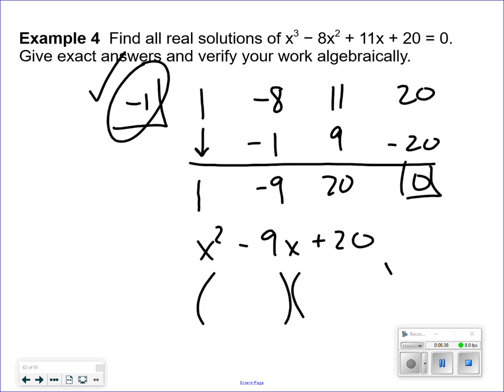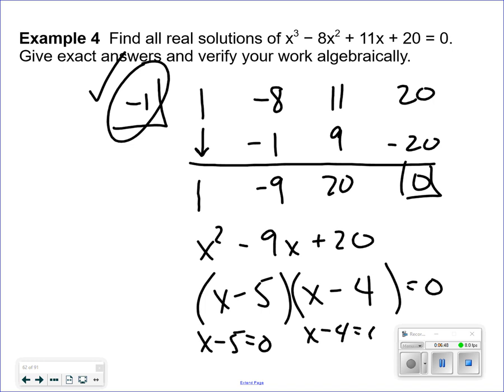Well, that's factorable now. X minus 5 and X minus 4. And using the zero product property, I would set these equal to 0. So the calculator is really there to help you get one answer. You have to solve this algebraically. You have to show your work.